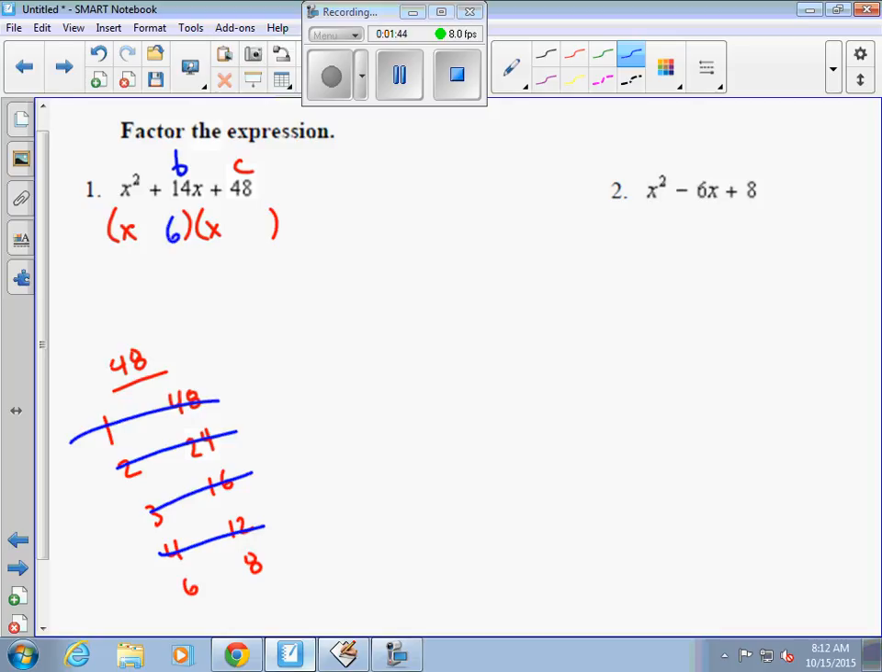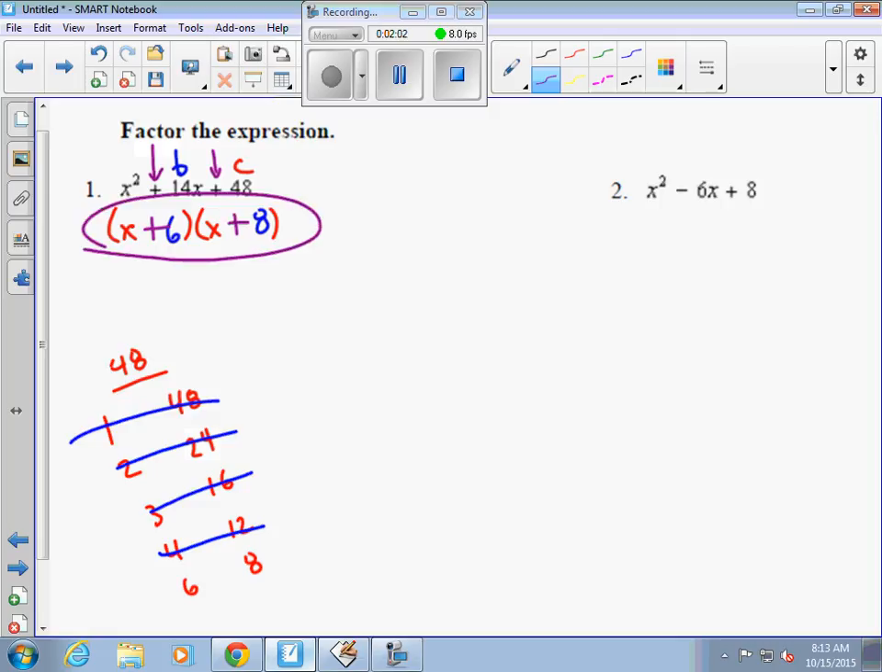So we got to use those, 6 and 8. Remember, the sign in front of C tells you they're either the same or they're different. That's all that sign tells you. Since it's plus, that means the signs are the same. And since they're both the same, the sign in front of B tells you they're both positive. So plus 6, plus 8.